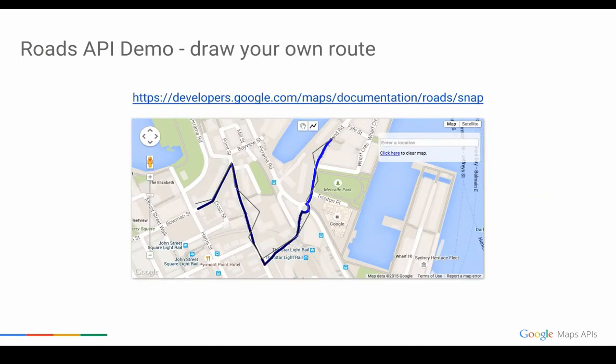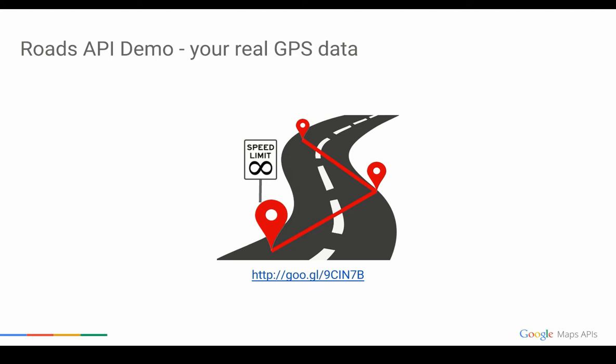Okay, with that, let's see it in action. This first demo I won't actually show, but I wanted to call out that it's available in our documentation pages. You can draw a line on the map and see how Roads API will snap it. The main demo I wanted to show you uses real GPS data. Feel free to give it a try yourself. So let's jump in.